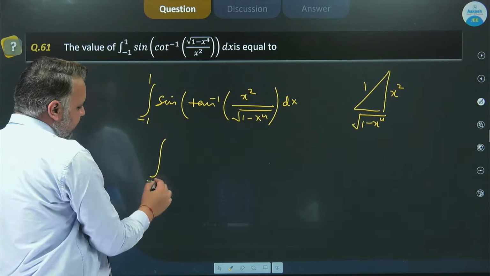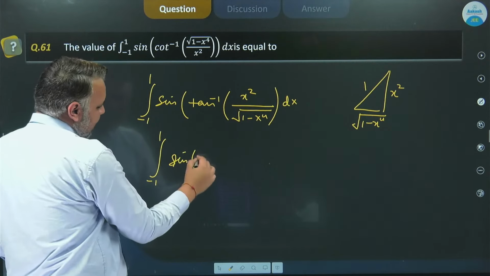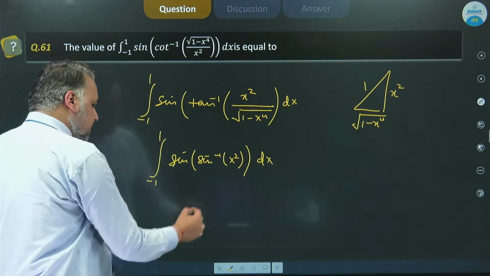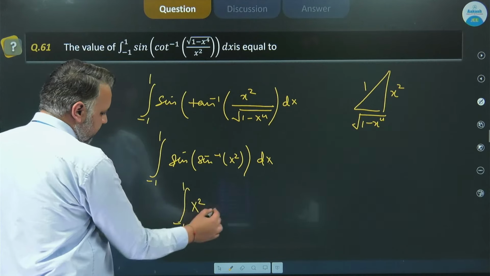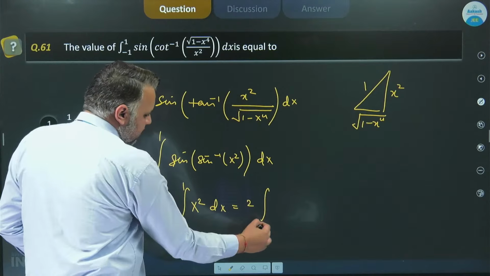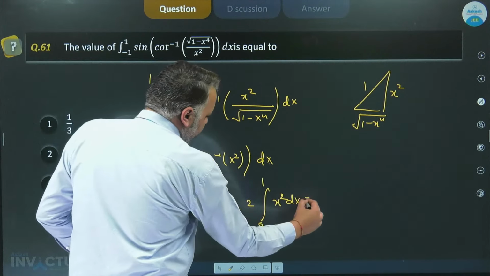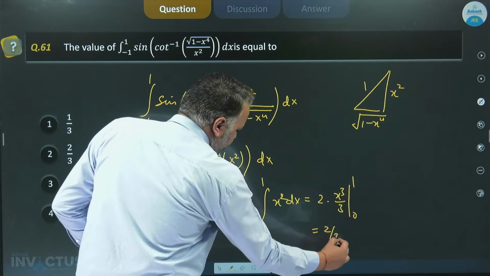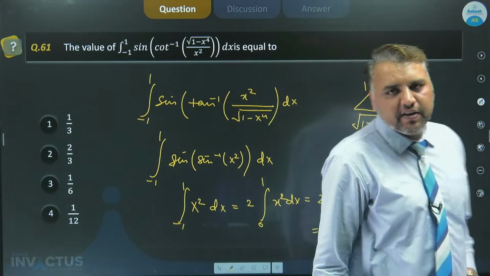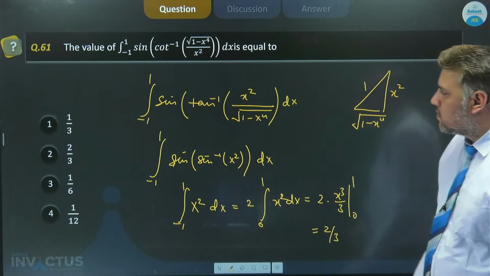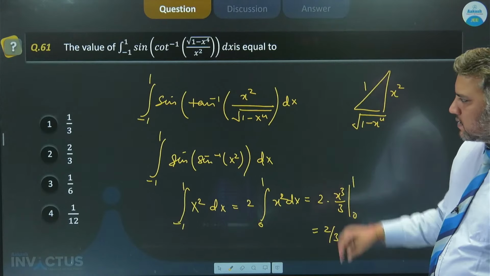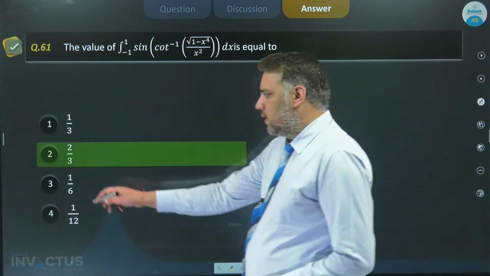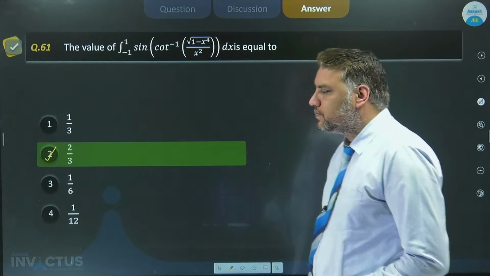So this can be written as integration from minus 1 to 1 of sine of sine inverse x square dx. And this is nothing but x square from minus 1 to 1 dx, or you can say this is 2 times integration from 0 to 1 of x square dx. Now integrating this, this is x cube divided by 3 from 0 to 1, so this is 2 by 3. Very easy question if you break this question like this. So the answer must be 2 by 3, that is in option 2. 2 is the correct option.